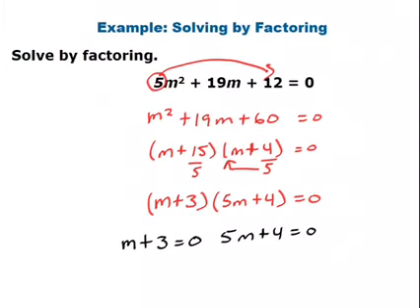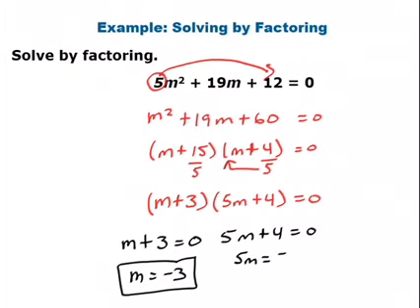On the left, I'll subtract 3 from both sides, and I get m equals negative 3. On the right, I'll subtract 4, so I've got 5m equals a negative 4. Divide by 5, I get m equals a negative 4/5, or a negative 0.8.